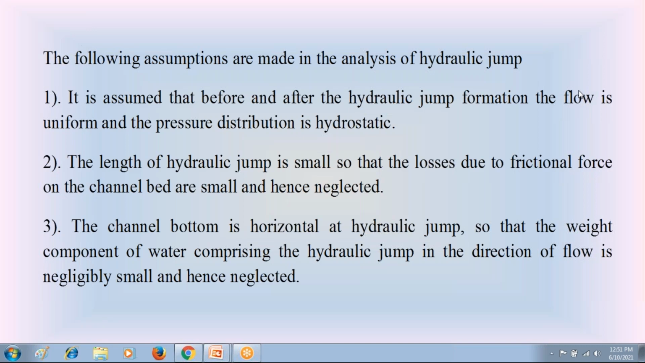Third assumption, we assume the channel bottom at the hydraulic jump is horizontal. So the weight component W sin theta becomes 0 in that hydraulic jump portion. These three are the assumptions we are making in the analysis of hydraulic jump. With these assumptions, we are going to discuss the analysis of hydraulic jump in open channels.